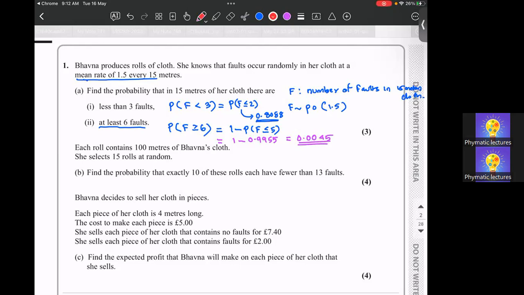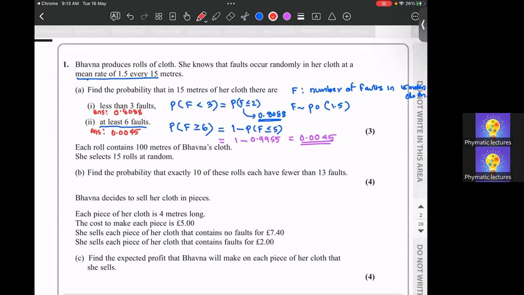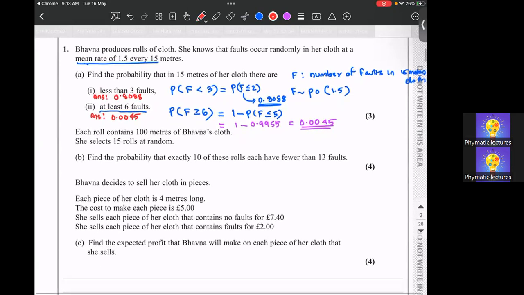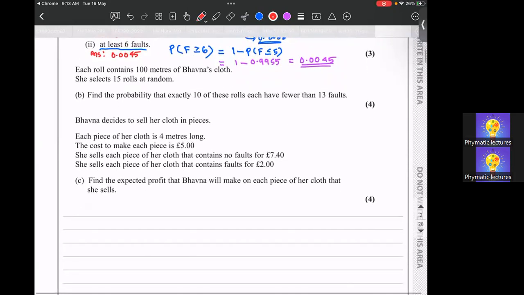Clear? So what is the answer for this one? 0.8088. That is our answer. You can cross check it. This answer is 0.0045. Clear? So that is the idea about the first part. It's 3 marks. Now move to the next part of this question.